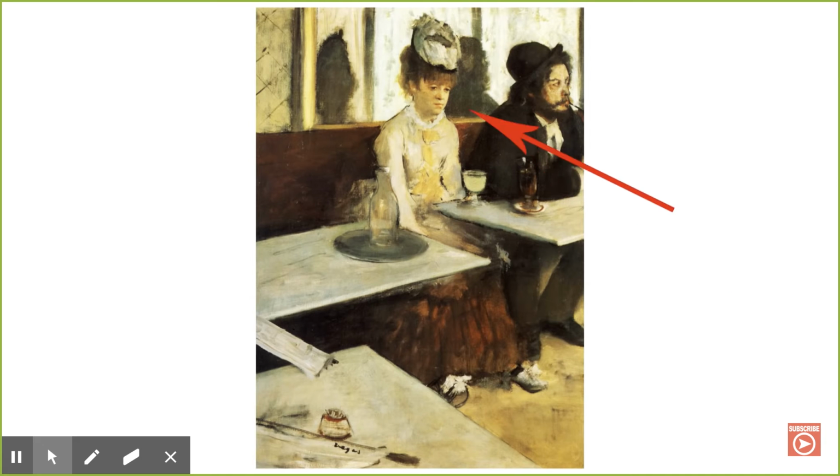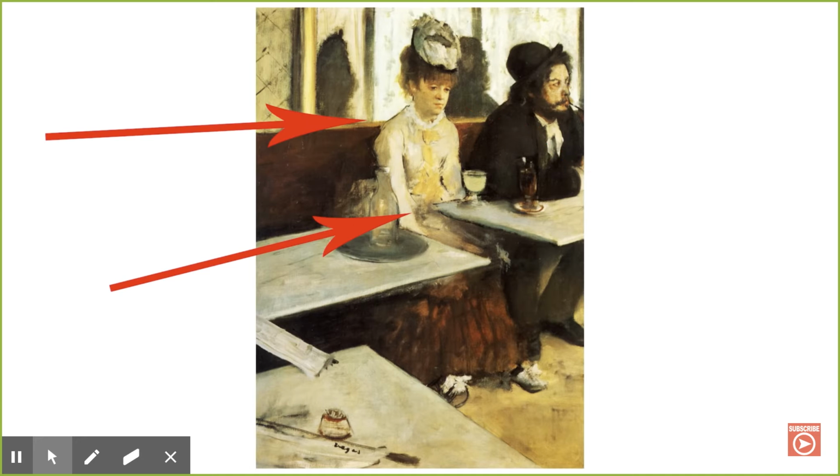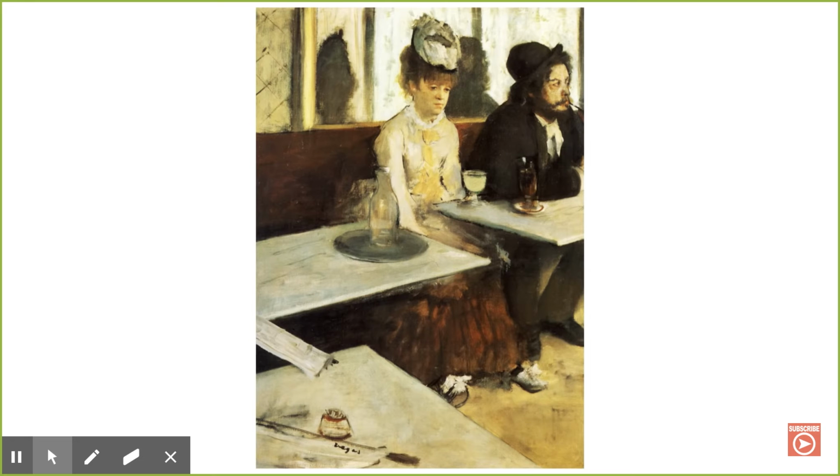There's even a dark shadow cast on the wall right next to her light face. Then there's the lines of convergence created by the tables and the back edge of the bench. You'll also notice that the face of the woman has more details compared to the other elements within the scene. This also helps to pull a viewer's eye to that location.